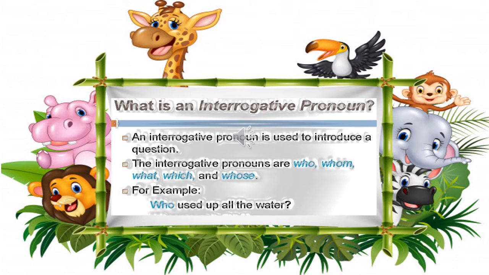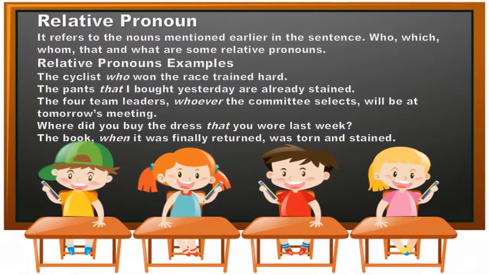As given in example, who used up all the water? Here, who word is used, which is an interrogative pronoun, and noun is not used just after this word. The last is relative pronoun. It refers to the nouns mentioned earlier in the sentence. Who, which, whom, that, and what are some relative pronouns.